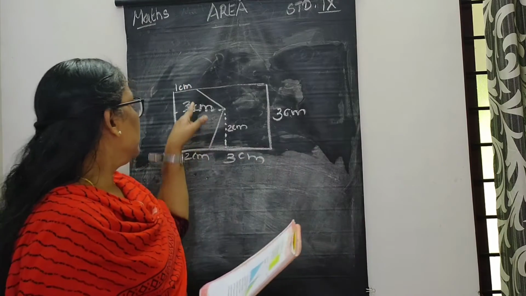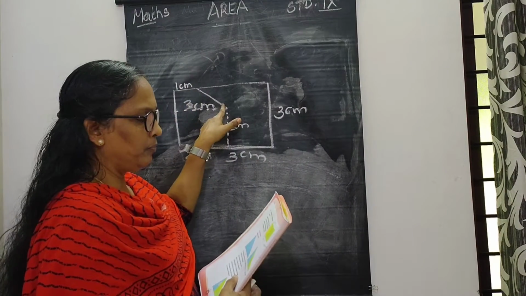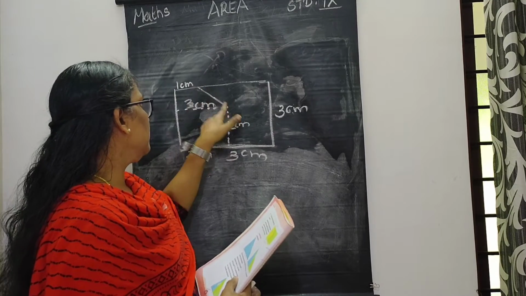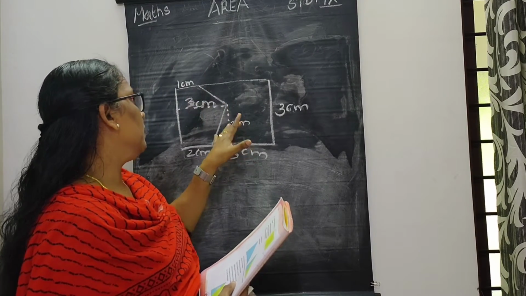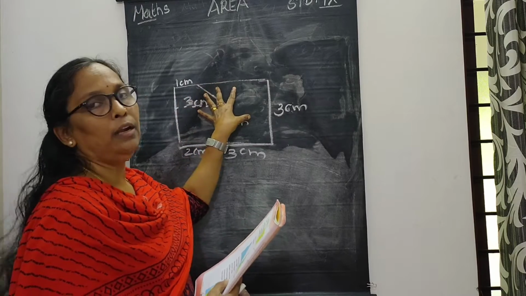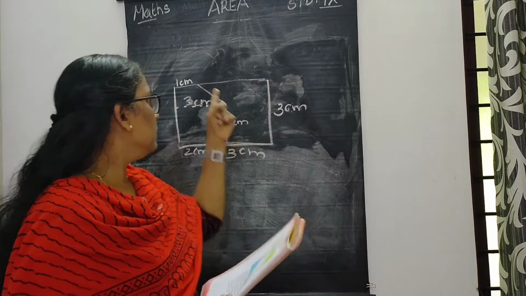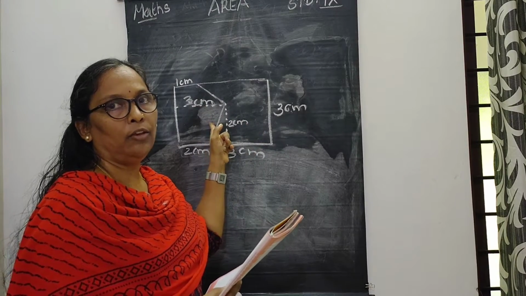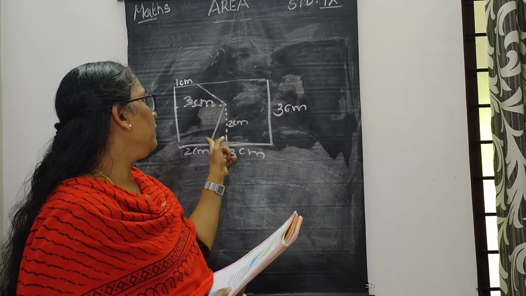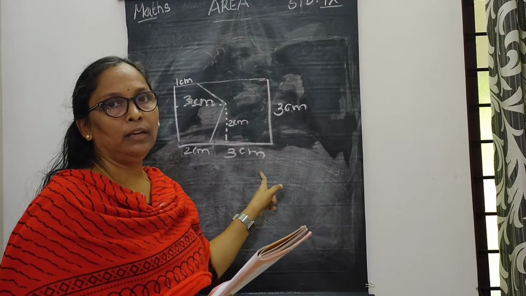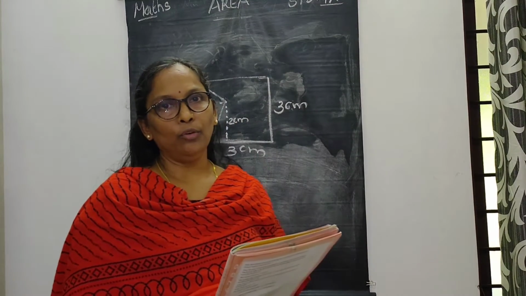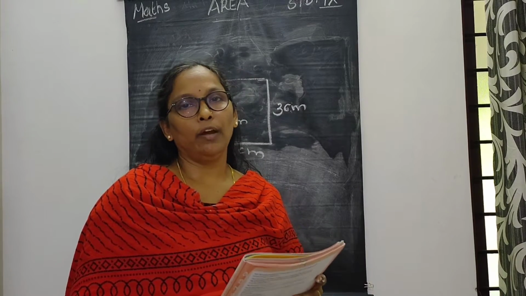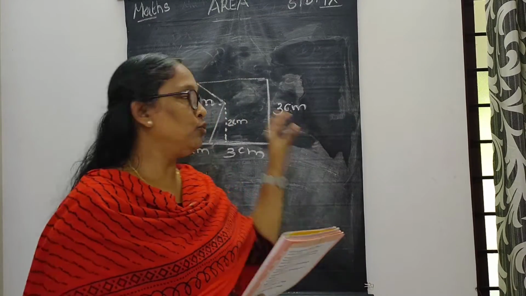So the question is, this is the line. This line cuts the rectangle into two parts. Instead of this line, you have to draw a straight line which cuts the rectangle into two parts. That is the question. Then one more question is there, you have to find out the area of these two parts.